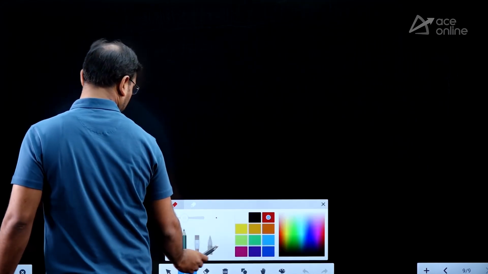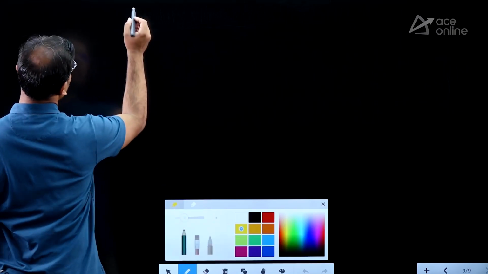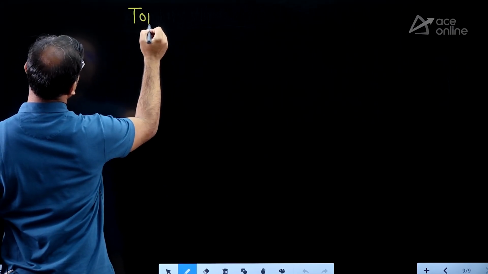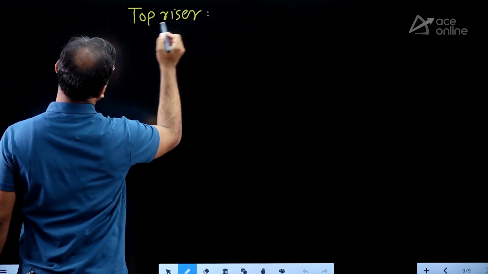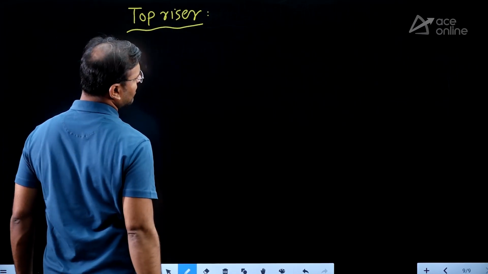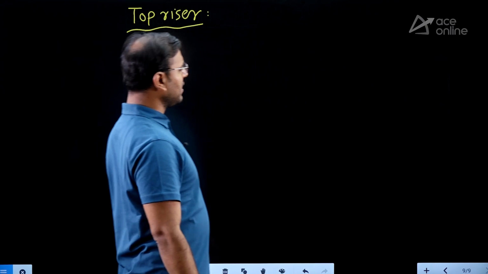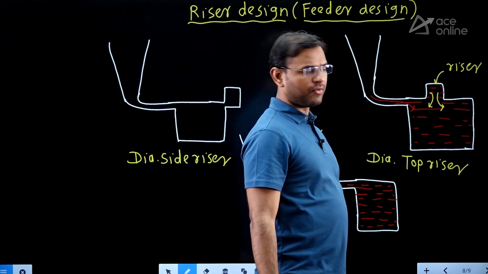What is meant by top riser? The riser placed at the top of the casting cavity is known as top riser. Already you know the diagram. This is the diagram of top riser.